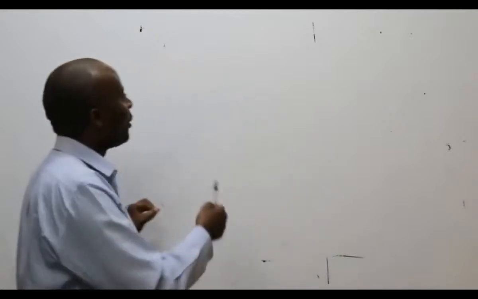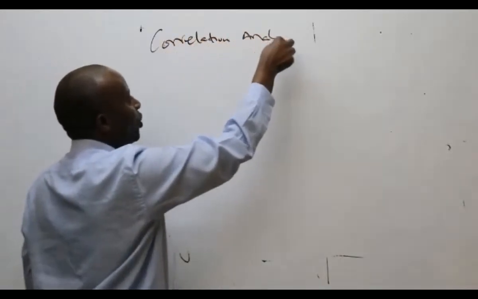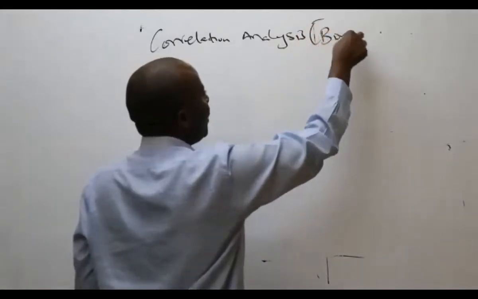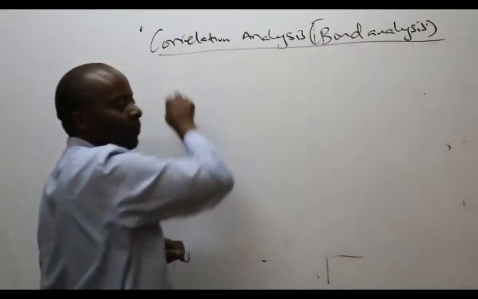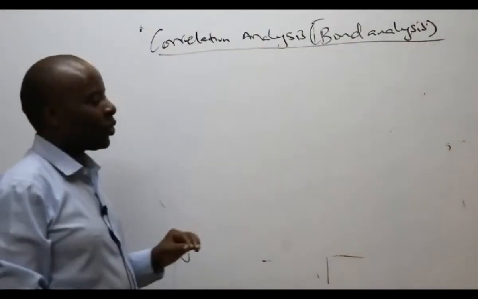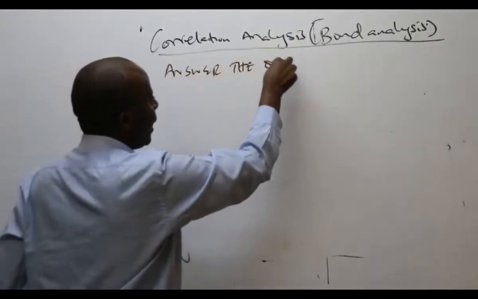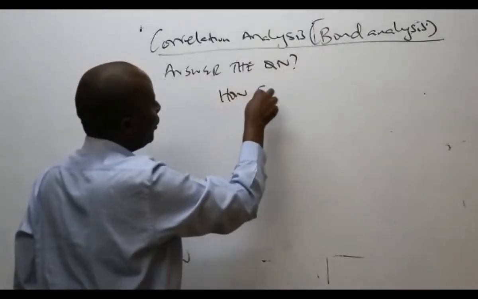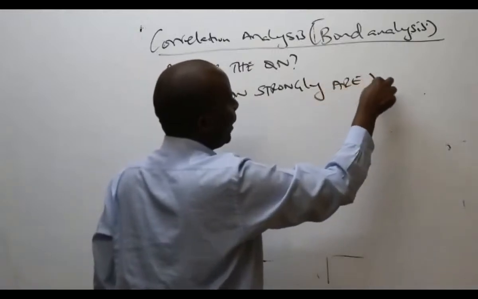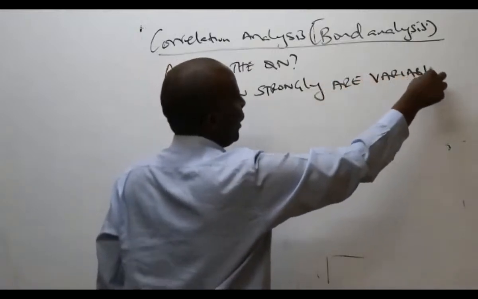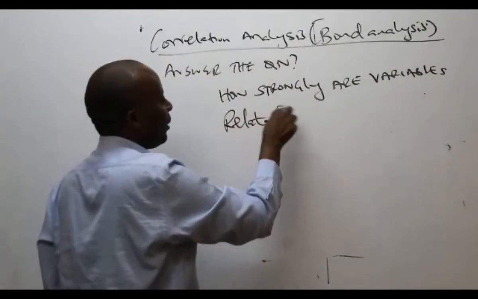So basically, ladies and gentlemen, we are going into what we call correlation analysis. This is the bond analysis. And this bond analysis will always answer the question: how strongly are the variables related?